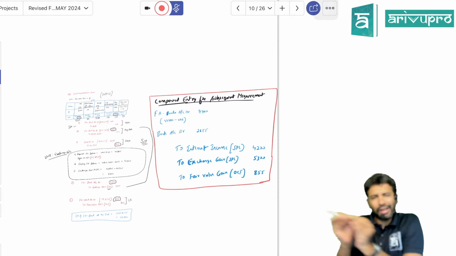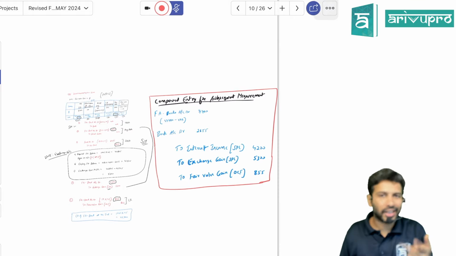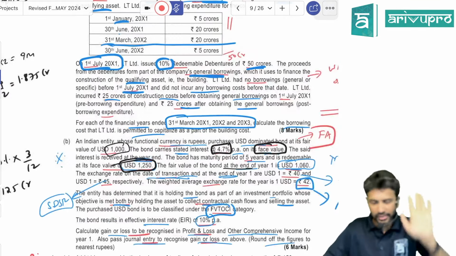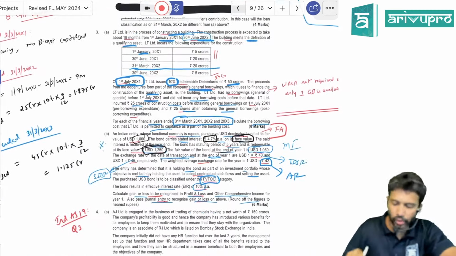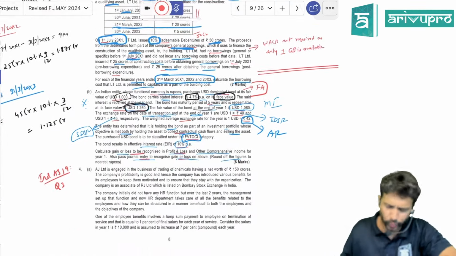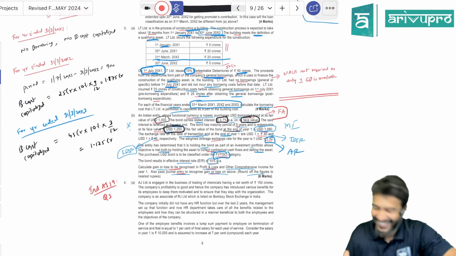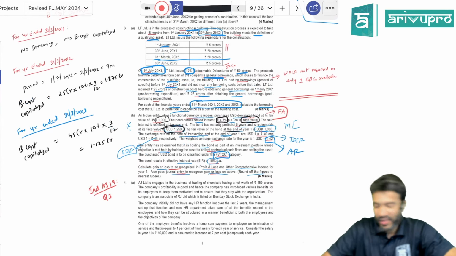Only one adjustment, the fair value gain or loss, becomes an extra adjustment here. Other than that, in my view it is a repetitive question only. So this also in a way is good. Good question, I would say. Done. Awesome.